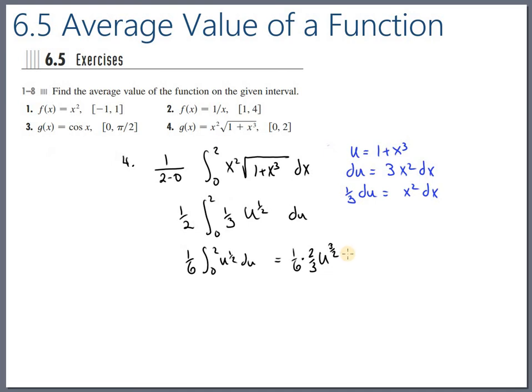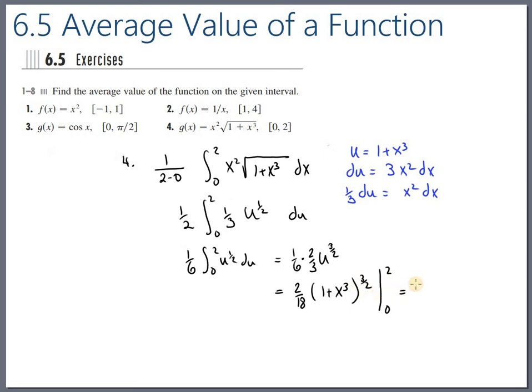We're not quite ready to plug in 0 and 2 because, as always with u substitution, it's not about u. Let's change this back into x's. This is going to become 2/18, and then change the u back into x: 1 plus x cubed to the 3/2. And now we're finally ready to plug in 0 and plug in 2, because that 0 and that 2, those were x limits, those weren't u limits.